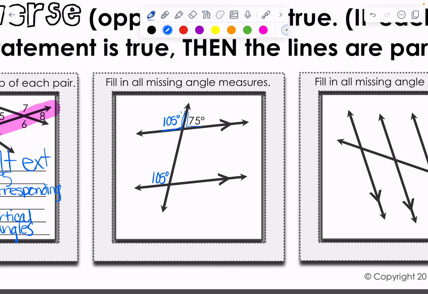Then I might say, well, I know that this is an alternate interior with this angle, which tells me that that angle is 105 degrees. You could also see that these two are vertical. These two are vertical down here as well. And then our other angles, so like that 75-degree angle is vertical to that angle. This one corresponds down here. And we also have either vertical angles this way or alternate interior, again, to tell us that that's 75 degrees.